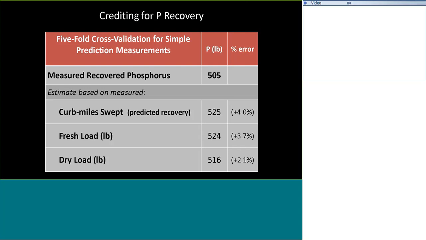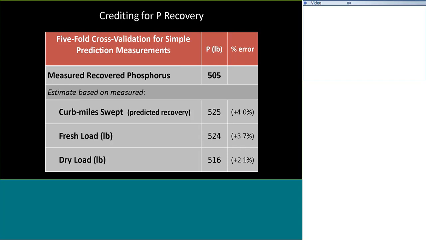In terms of moving to a way to credit street sweeping as a way of recovering phosphorus, one way that we think holds some promise is that if we use a subset of the data to predict the remaining data in the Prior Lake study, and we look at how well we can estimate recovered phosphorus from either curb miles swept, the fresh load weight, or the dry load weight, we find that we can do a really good job of predicting the measured phosphorus that's recovered from the dry load weight.